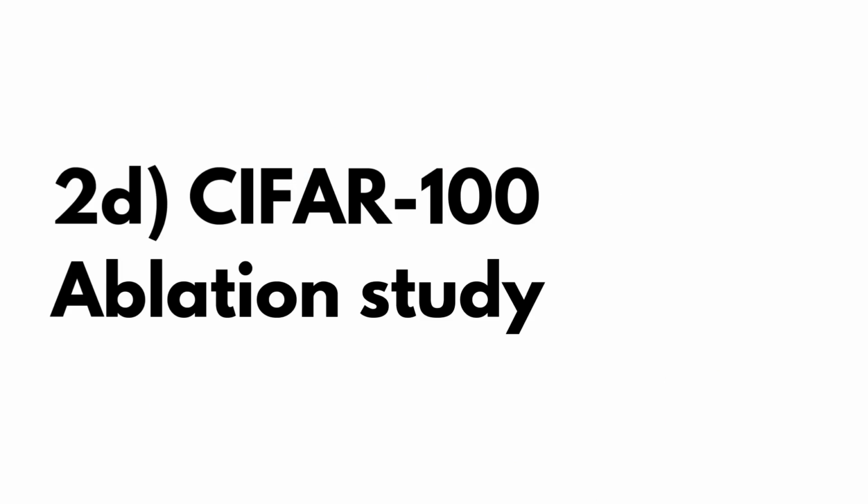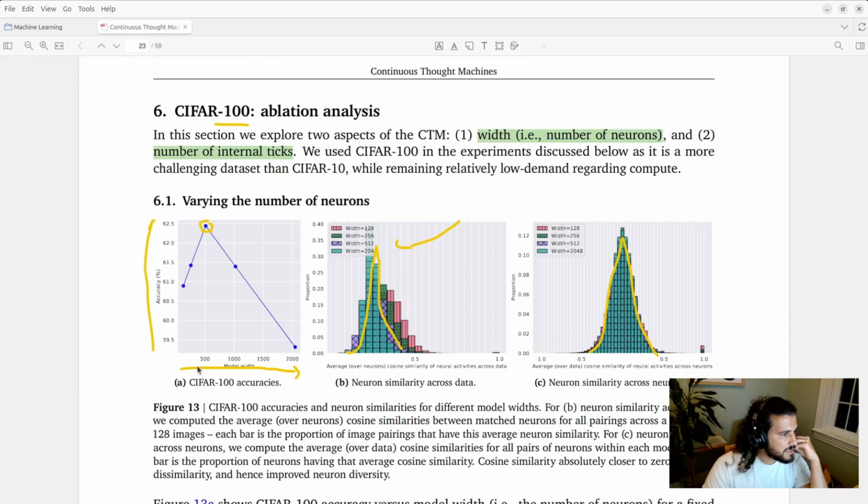The next experiment is an ablation study to figure out what happens when ticks or the number of neurons are modified on the CIFAR-100 benchmark. Basically here you see the model width and the accuracy, and you see that after some point the model doesn't have to have many neurons. You don't need a lot, depending on the task, right? So here the best accuracy is with 500 neurons. If you have way more, 4 times more, you don't get more accuracy. You get a bit lower.